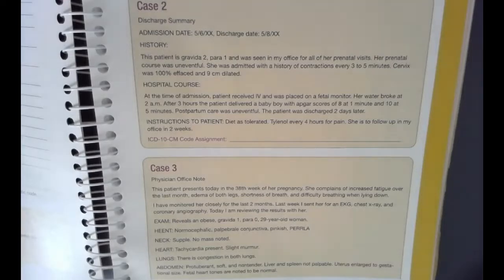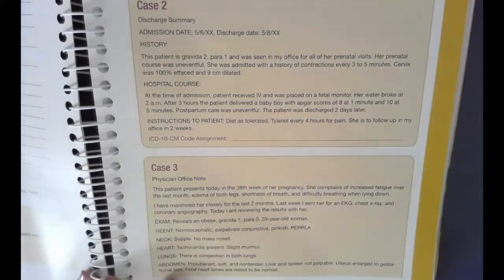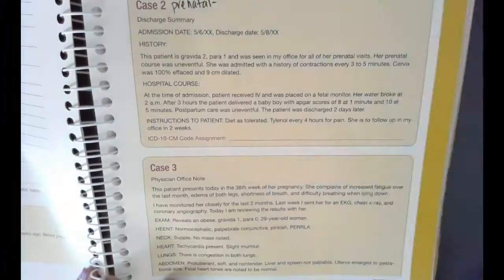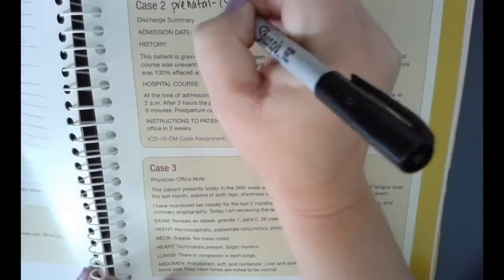So hospital course. At time of admission, patient received IV, was placed on fetal monitor, water broke at 2 a.m. After 3 hours, patient delivered a baby boy with APGAR scores of 8 at 1 minute and 10 at 5 minutes. Postpartum care was uneventful. Patient was discharged 2 days later. Easy peasy. Okay, so here's what you want to do. You want to do prenatal. And then there will be a C pregnancy.